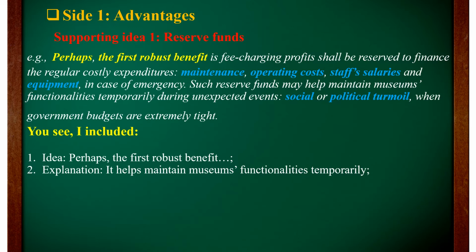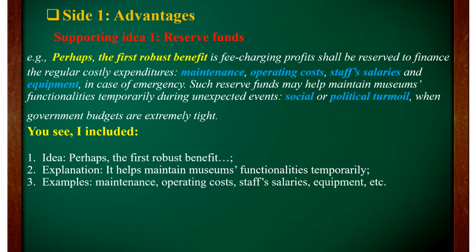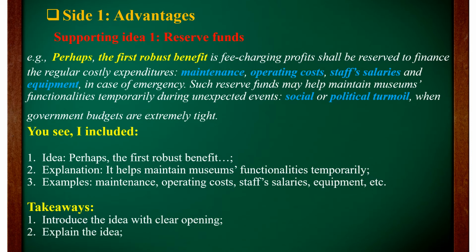What is even more convincing is the example. I raised some examples of costs involved that revenue from sales can be used to finance. Three takeaways from this section are: 1. Introduce the idea with a clear opening. 2. Explain the idea. 3. Include an example to show clear evidence to the reader.